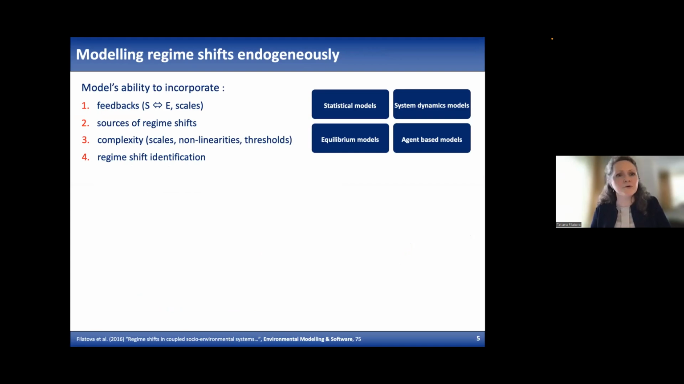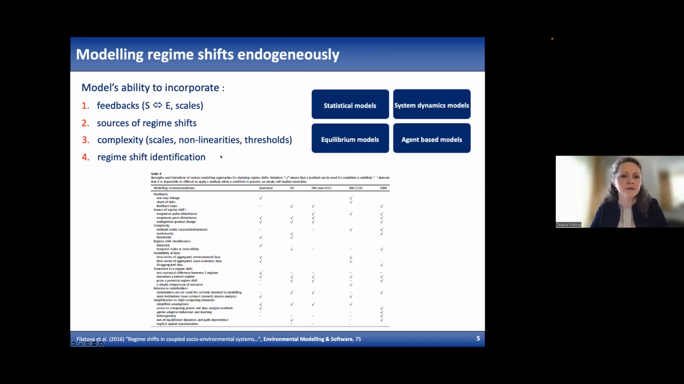So we reviewed it a few years ago with colleagues. We were interested in how we can model these regime shifts endogenously, and we reviewed different types of models, asking about different components that a model should contain to be able to represent it. I won't go into the detail, but just would like to show that none of the four methods we considered would be ideal, but they all have pros and cons. But in general, if we want to model this type of structural shifts, ABMs performed a bit better, but ideally you would like to integrate several types of models to properly represent these processes.